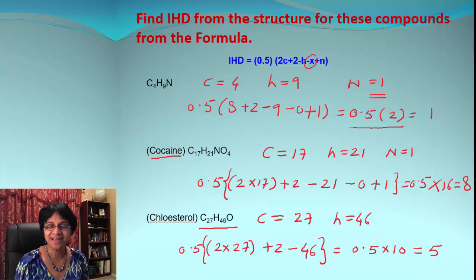So what do you think? It is pretty easy to find the IHD, the index of hydrogen deficiency, by either one of the methods. If the formula looks too big, like we saw in cocaine and cholesterol, make sure you use the formula. But if the structure is given to you and it's very easy to count the number of rings and double and triple bonds, then go by just counting those numbers.